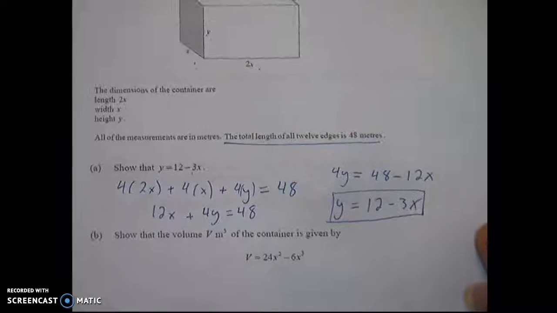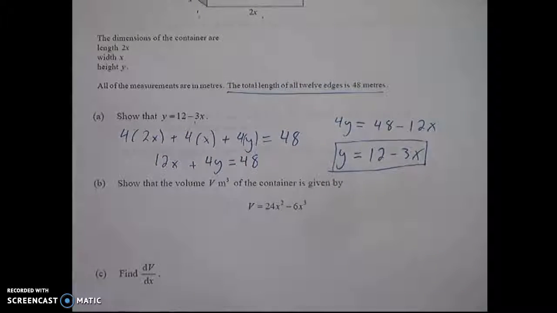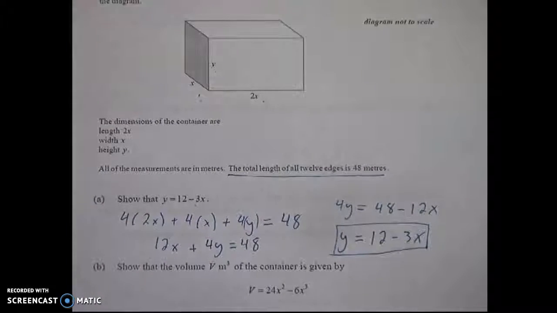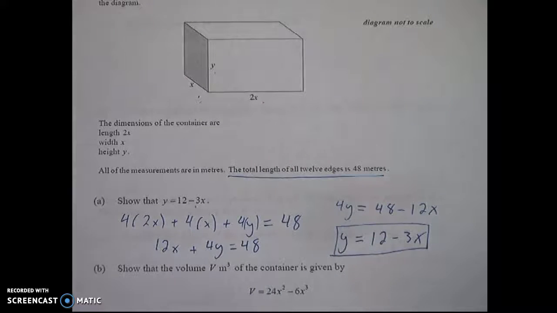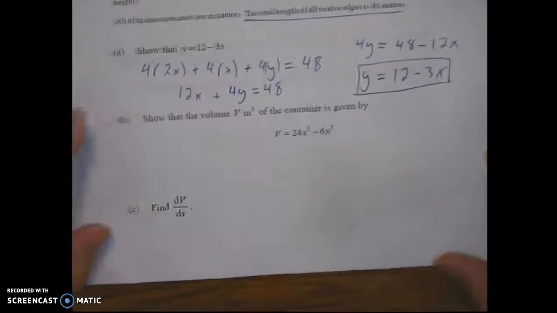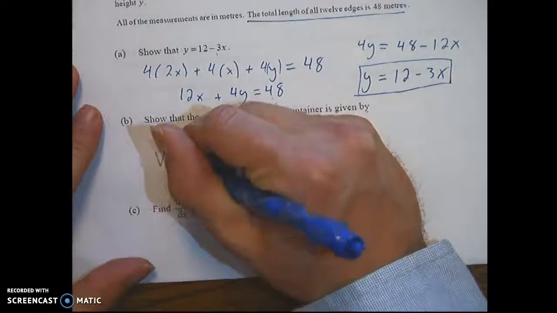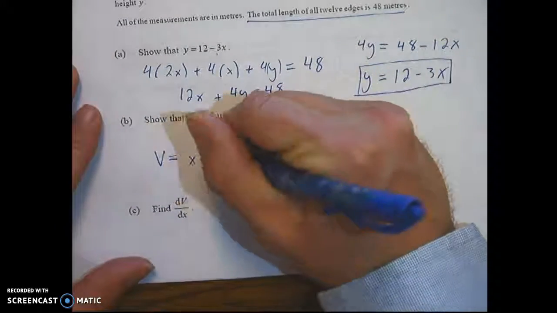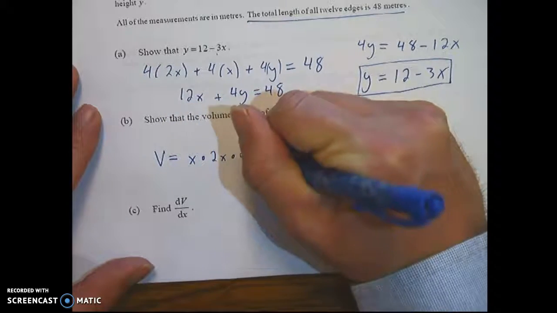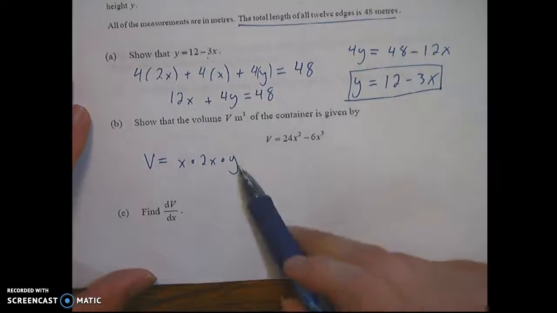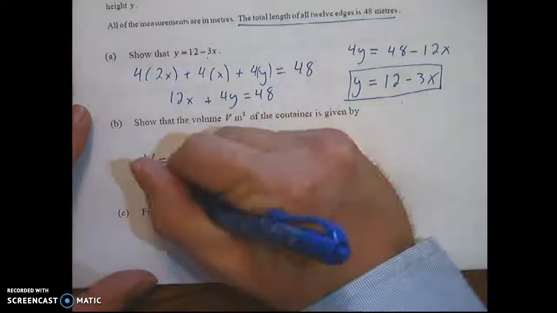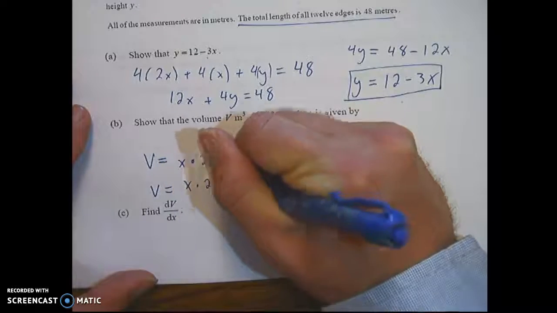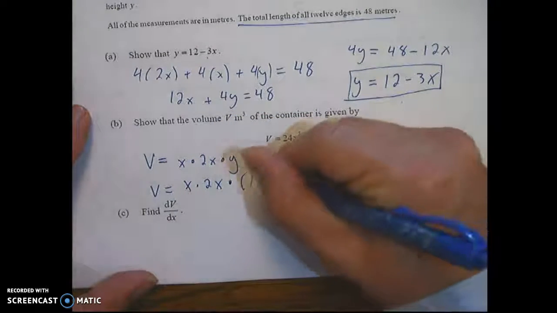Next, I'm supposed to show that the volume, V, meters cubed, of the container is given by V equals 24x squared minus 6x cubed. Well, the first thing you ought to ask yourself is how do you find the volume of a box? And the answer is length times width times height, and we're given those 3 things. So I'm going to simply take the 3 things I've got and multiply them together. X times 2x times y. But you may notice that I know what y is now. It's 12 minus 3x. And say V equals x times 2x times, in parentheses, 12 minus 3x.